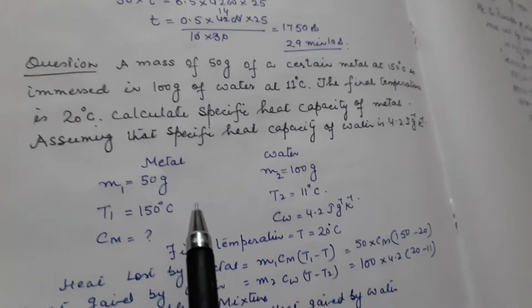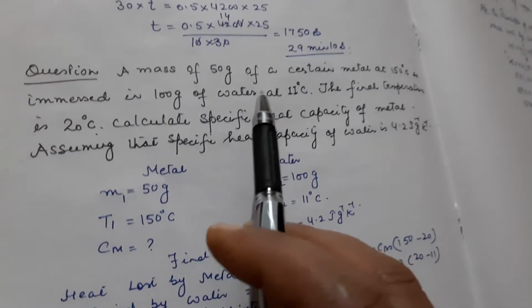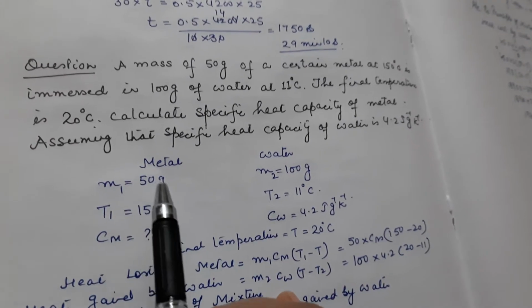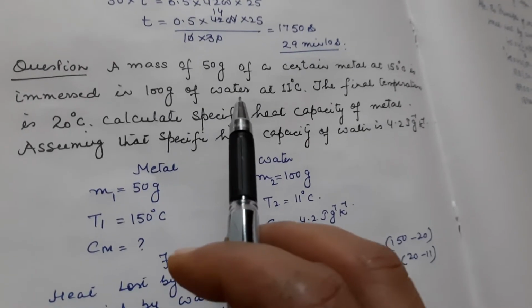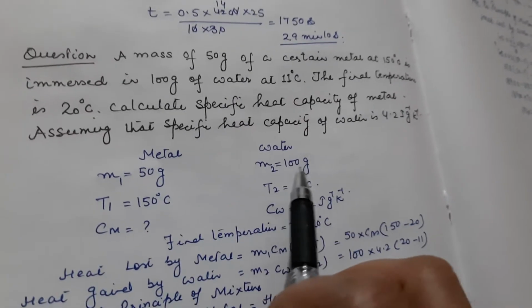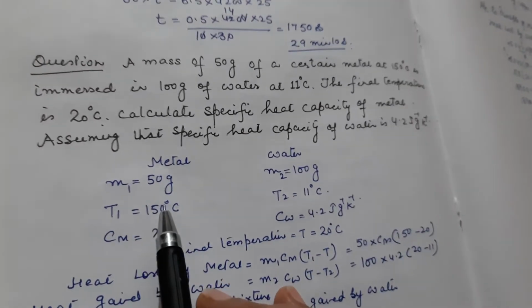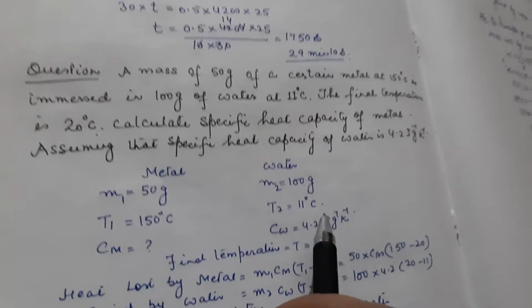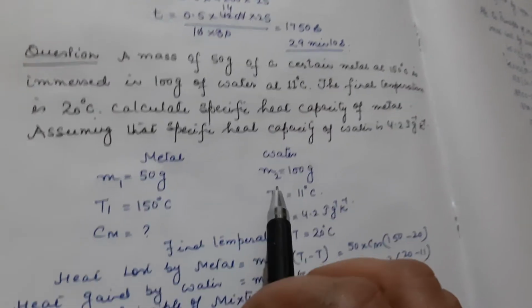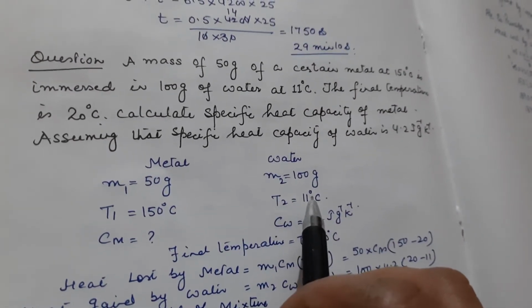Then we will write down its information. So first, regarding the metal, what's given here? Mass 50 gram. What is the mass of water? That is 100 gram. What is the initial temperature of metal? Here it is 150 degrees Celsius, and as far as water is concerned, the initial temperature is 11 degrees Celsius.